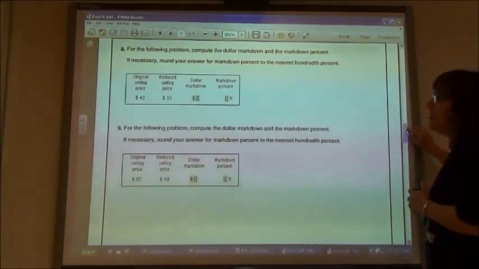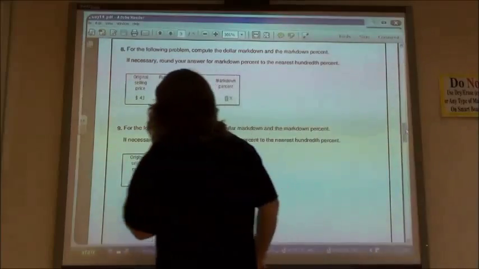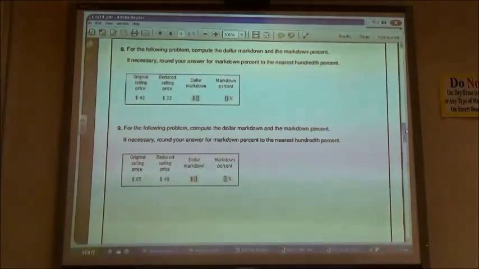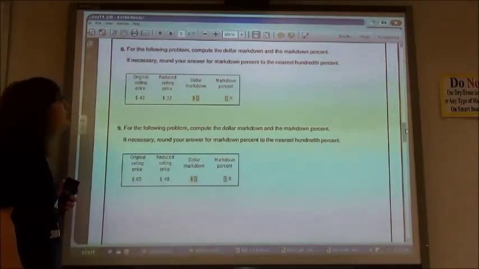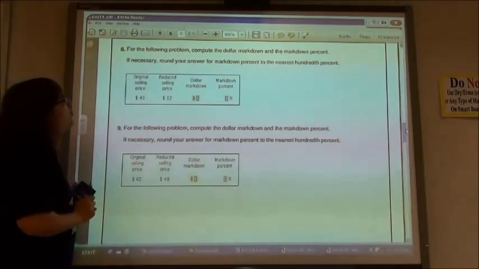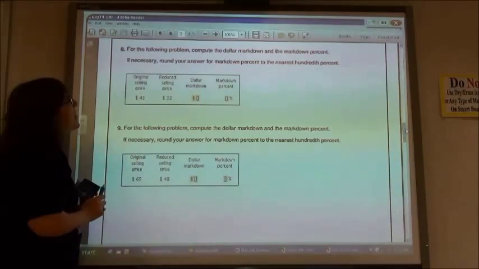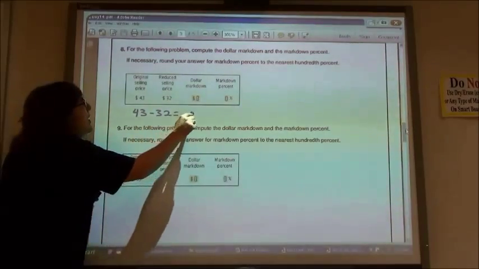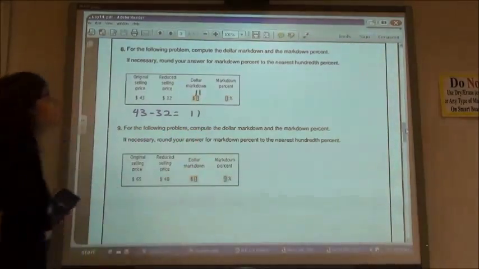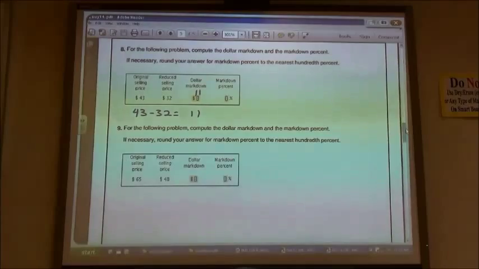And 8 and 9, same kind of thing for the last 2 problems here. It says for the following problem, compute the dollar markdown and the markdown percent. If necessary, round your markdown percent to the nearest hundredth of a percent. My original selling price is $43. I reduced it down to $32. So if I take 43 and subtract 32, it means $11 is how much I marked that item down by.